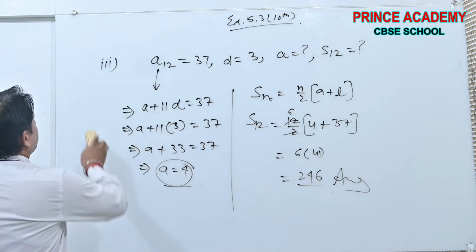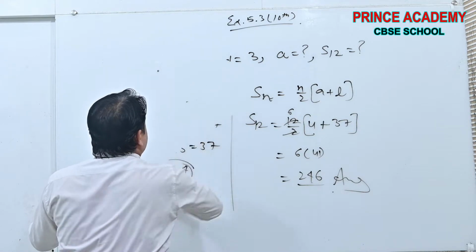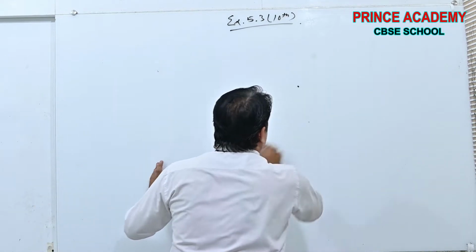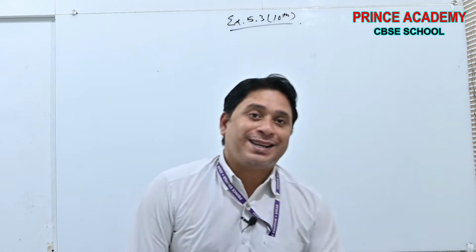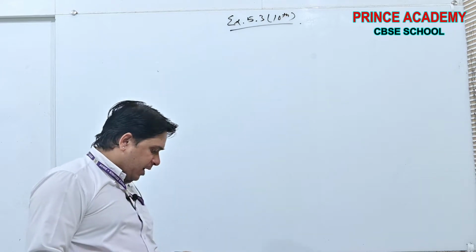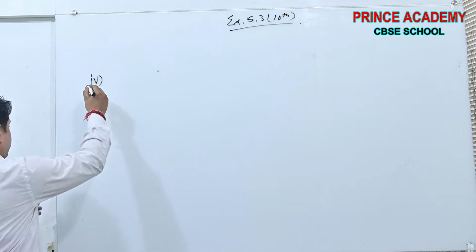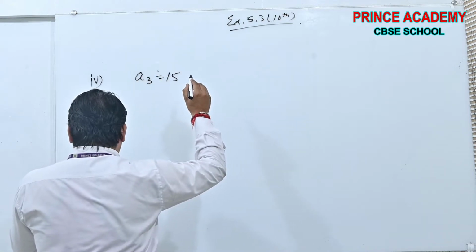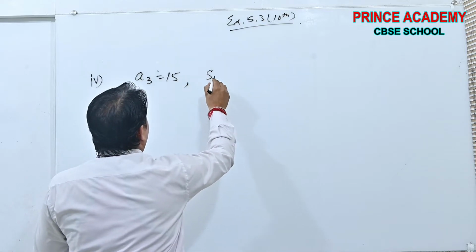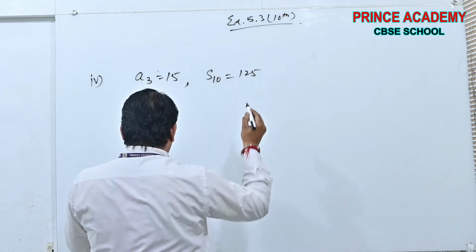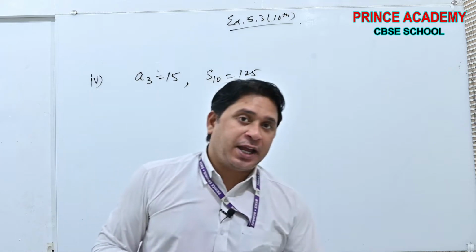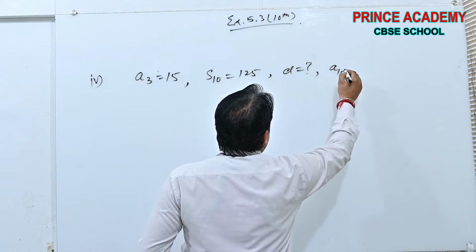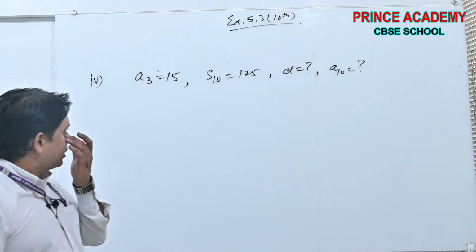Done? Now see. Question number 3, part 4th. See what is given here. A3 is 15. S10 is 125. Okay. Find D and A10. These two things are asked.